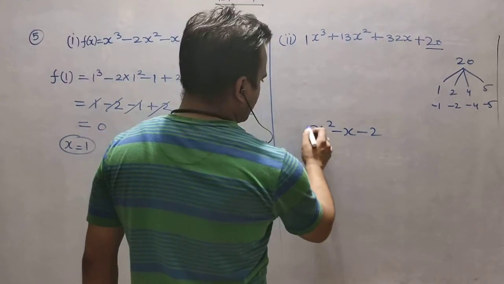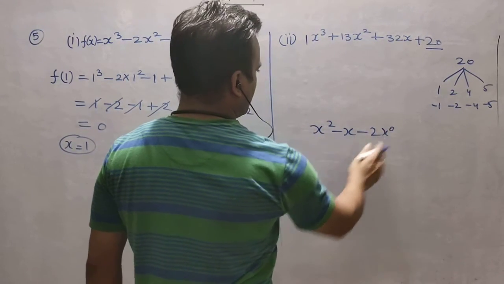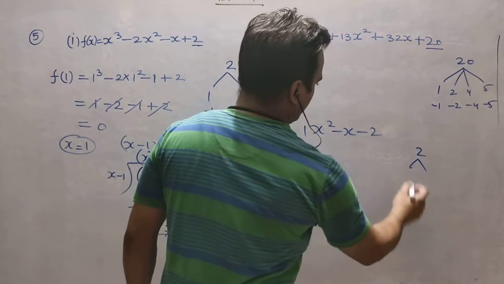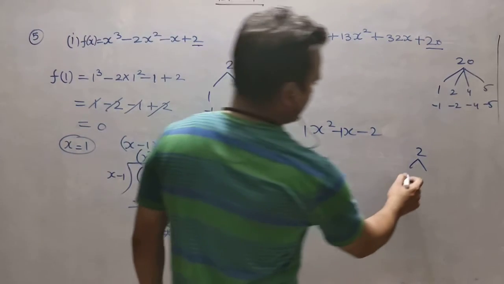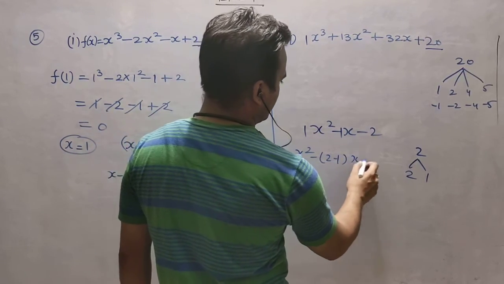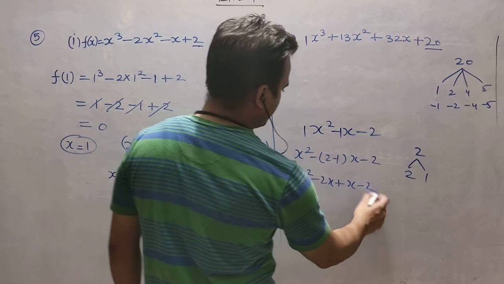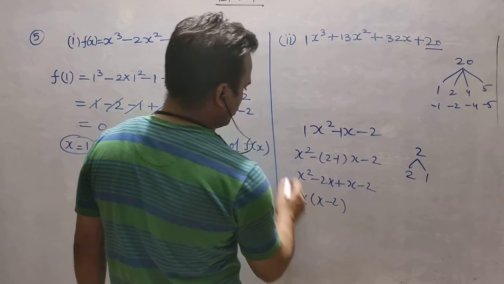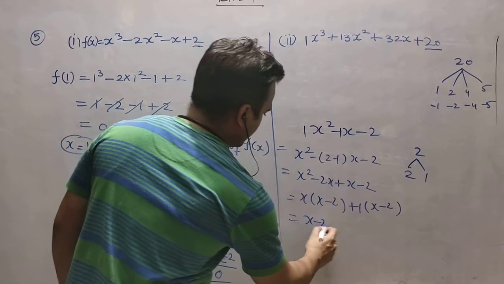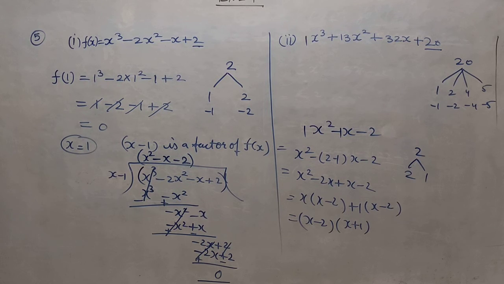Now you can see it is in the right order: x square, x and power 0, but we don't write it. So 1 is here, 2 is here, we will take the factors of 2. The middle term is 1, so it is 2 and 1 only. So x square minus 2x plus x minus 2 is written as x minus 2 into x plus 1, because x minus 2 is common. So the other two factors are x minus 2 and x plus 1.